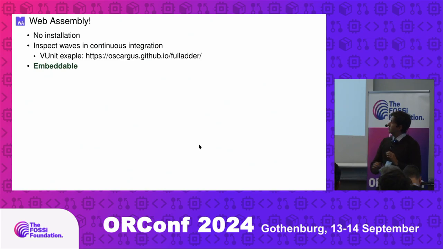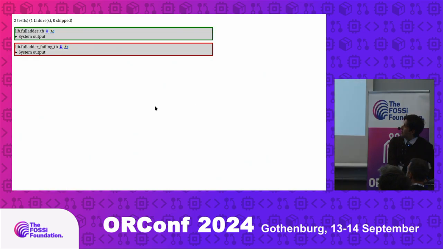WebAssembly also allows us to do inspection of signals inside continuous integration. So if your tests fail, you don't have to download a zip file and open that up. So Oscar recently did an integration with VUnit, which looks like this.